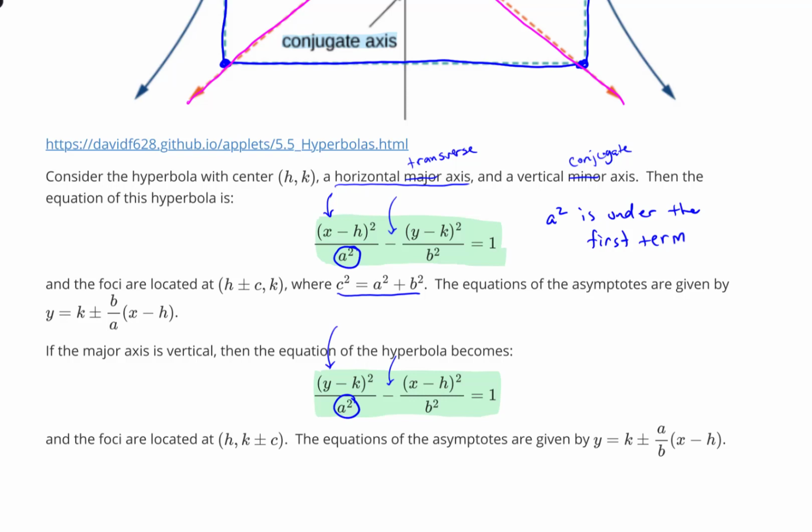The equations of the asymptotes, there are formulas for these, and I have these listed for you, but I generally just simply draw the rectangle and then draw the asymptotes through that rectangle, and don't necessarily need a formula for that.